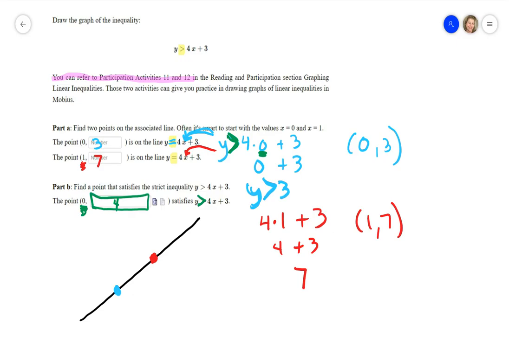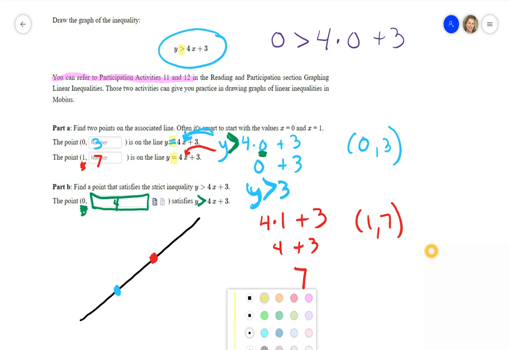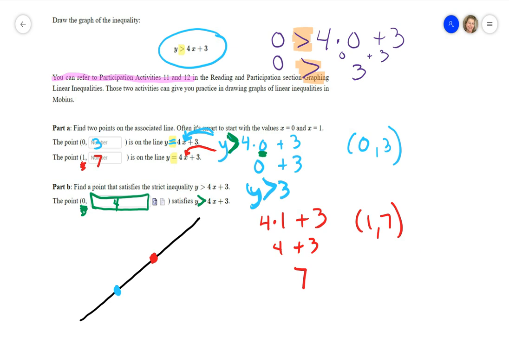So I'm going to go back to this, and the original inequality was right here. I'm going to use purple for this. If I stick 0 where y is and 0 where x is, I want to see if the greater than holds true. Well, on the left, 0 is just a 0. On the right, 4 times 0 is 0, and 0 plus 3 is 3. So the question is, is 0 greater than 3? No. 0 is not greater than 3, which means the point 0, 0 should not be shaded.